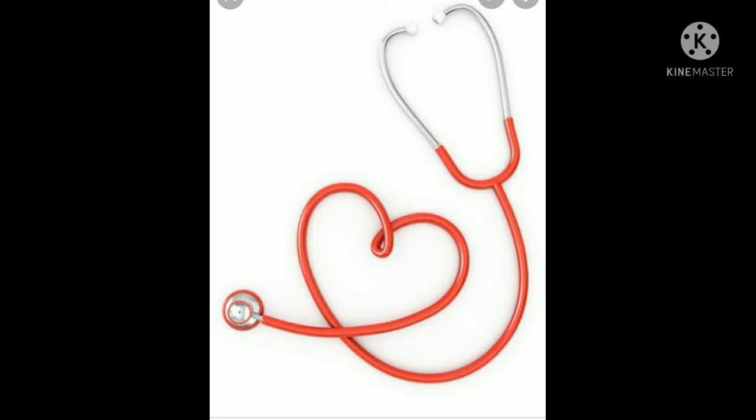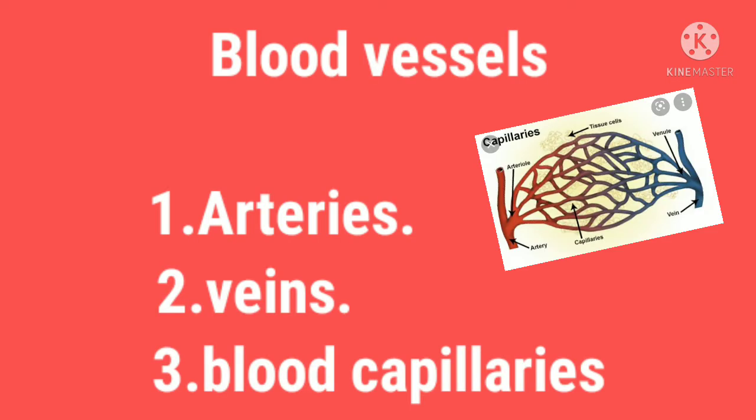Students, you know the human heart rate is 72 times per minute. The next one is blood vessels. Blood vessels are 3 types. One is arteries, second one is veins, and third one is blood capillaries. Arteries carry oxygenated blood from heart to body parts. Arteries have very thick walls.